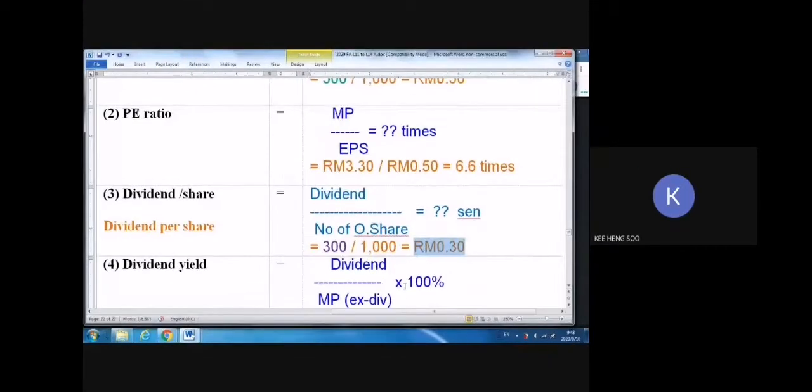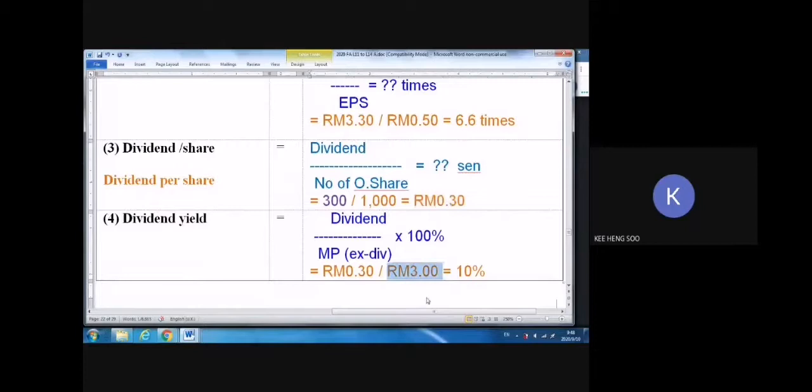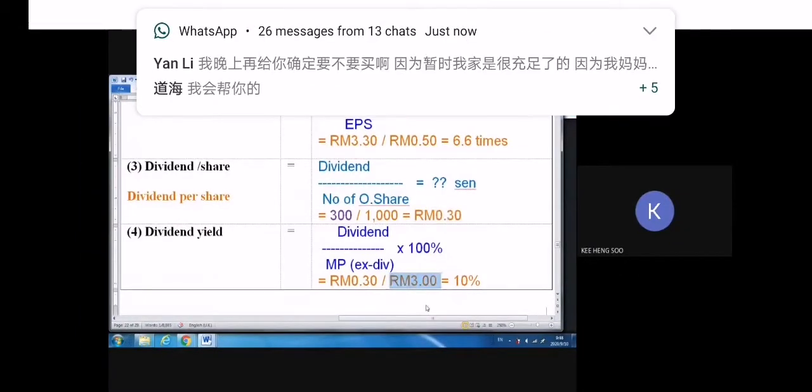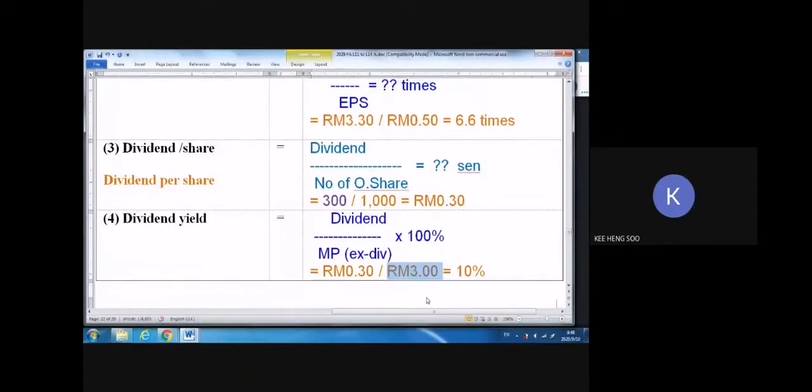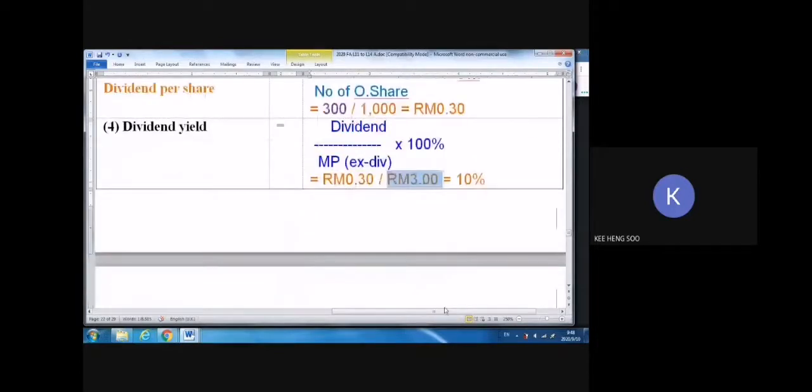So dividend yield means this 30 cents divided by market price after minus the dividend, which is $3. Remember, number one, market price is $3.30. So now you minus the 30 cent dividend, you buy ex-dividend, so the dividend yield is 10%. The percentage of dividend is 10%.